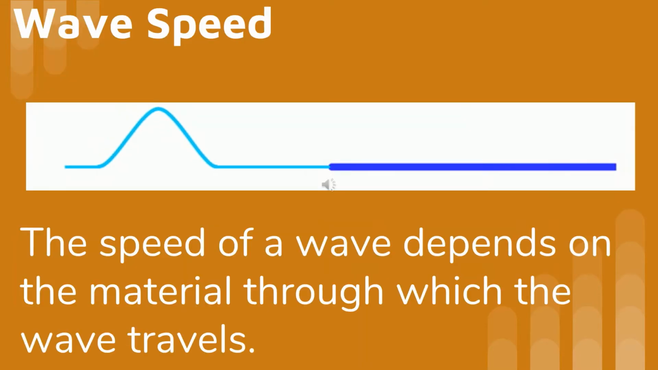The speed of a wave depends upon the material through which the wave travels. If a material is heavy, it tends to be slower, and if a material is rigid, it tends to be faster.